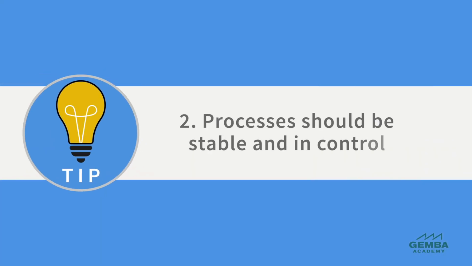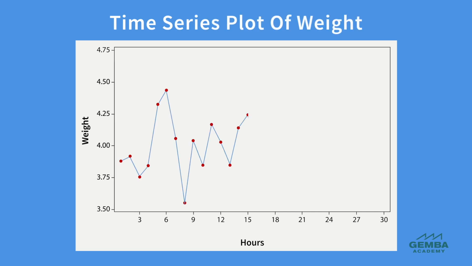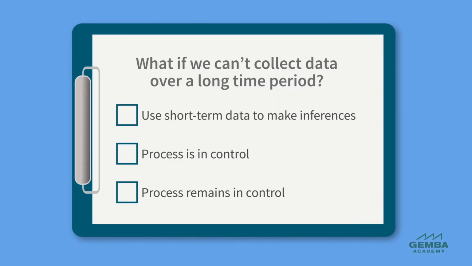Second, our processes should be stable and in control before random data is collected. We can use data visualization, like the time series chart, to help us understand how stable and consistent our processes are. If we see wild spikes, we should focus on stabilizing the process before attempting any hypothesis test. In situations where we can't collect data over a long period of time, we can make statistical inferences from short-term data as long as this process is in control and remains in control.